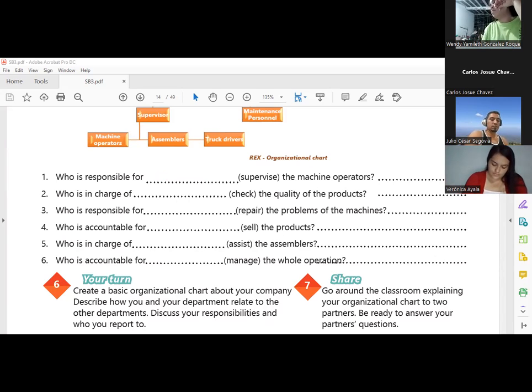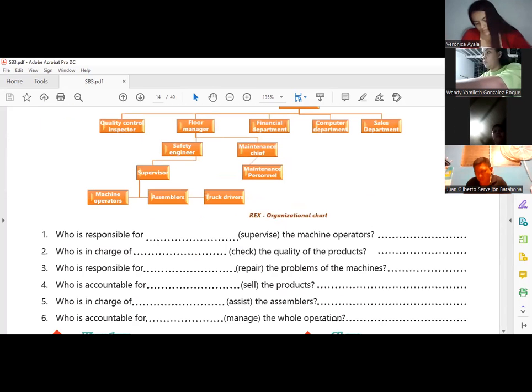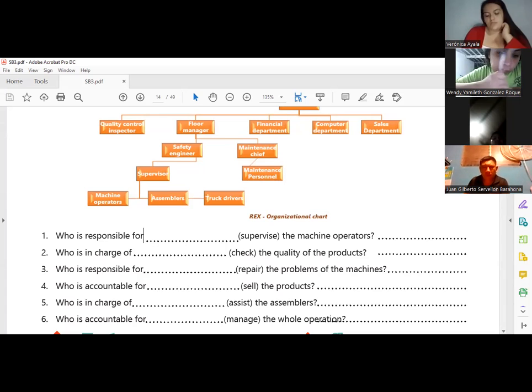Ahora que ya tienen esa parte, vamos a hacer algo. Vámonos al organizational chart. Over here. Y dice la primera pregunta. Okay, who is responsible for supervising the machine operators? The machine operators. ¿Quién es el responsable de supervisar a los operadores de máquina, de acuerdo al chart que tenemos ahí?